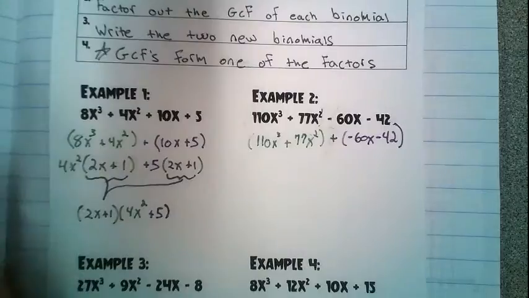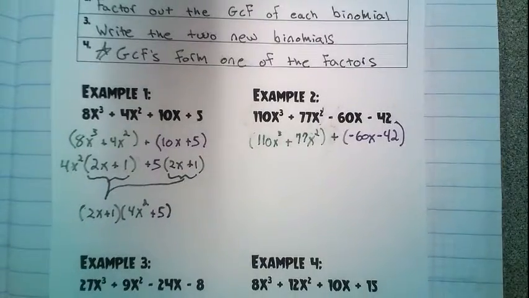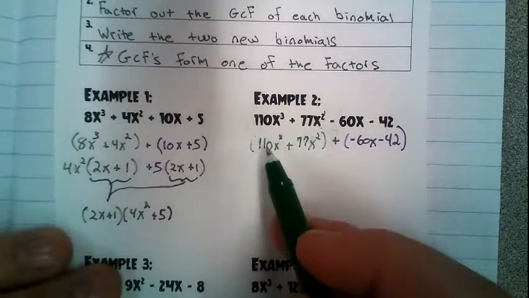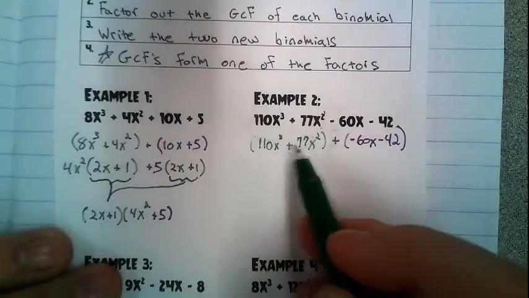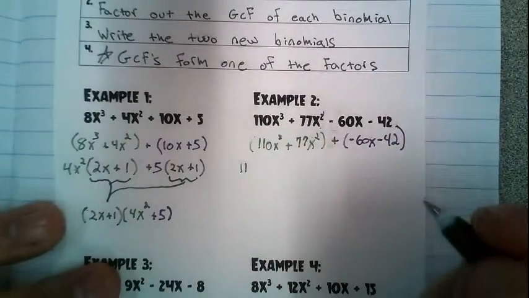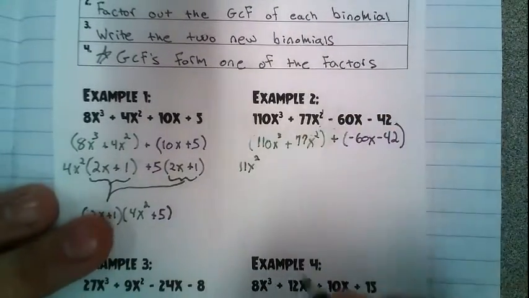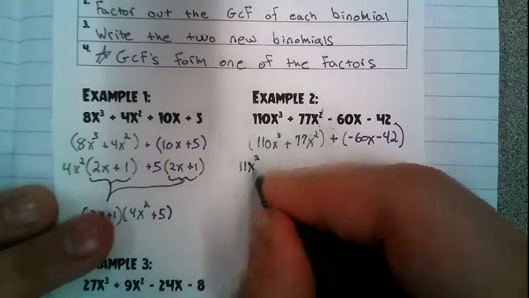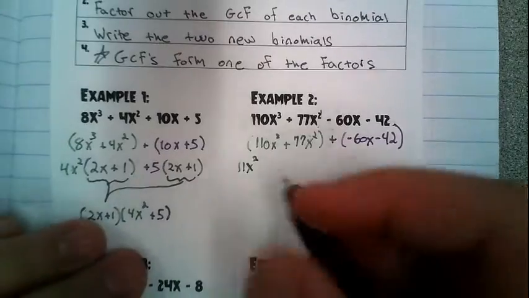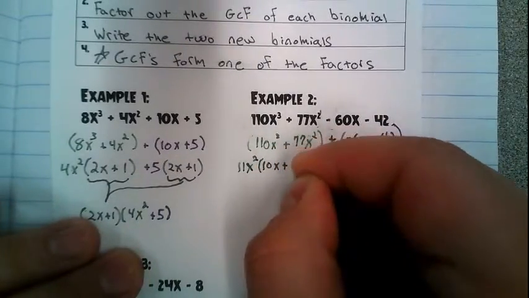So let's take a look. Greatest common factor between 110x cubed and 77x squared. I notice I have 110 and 77, so I know 11 goes in there. So 11 and then x squared. And when I take out 11x squared, I'm left with 10x plus 7.